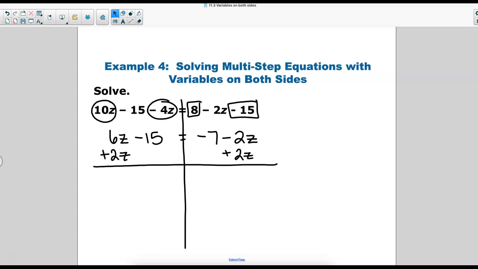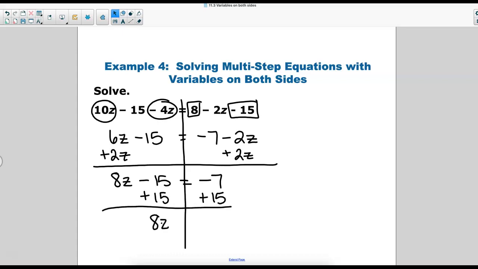Showing your work, draw a line underneath it. The line underneath it is where our new problem is going to be. That's why it's so important we put that there. 6z plus 2z is 8z minus 15 equals -7. Now we got to get the variable by itself. How do I get rid of the minus 15? Add 15. So we have 8z equals 8. And then divide by 8. So z equals 1.